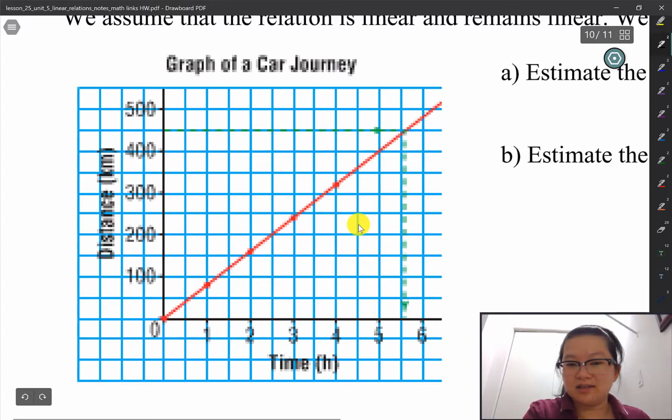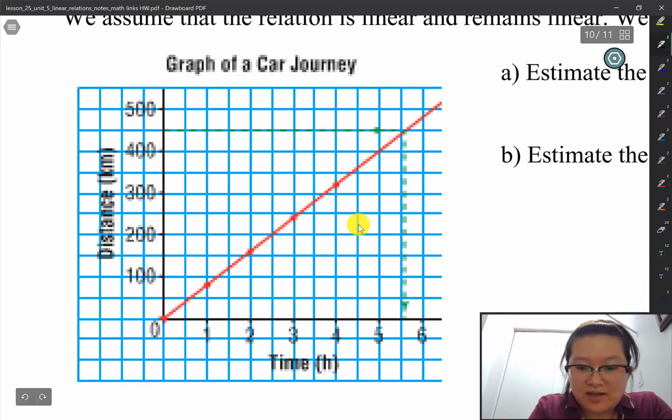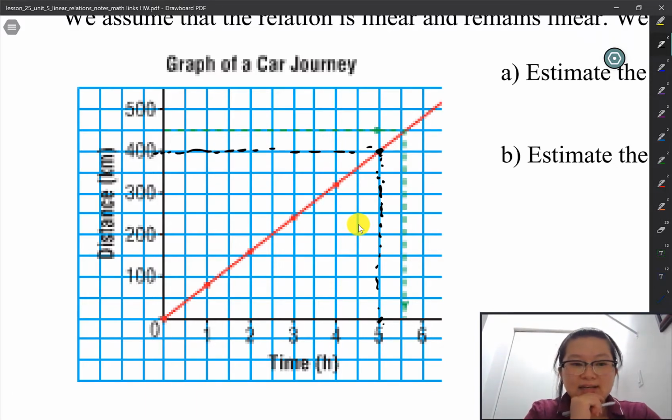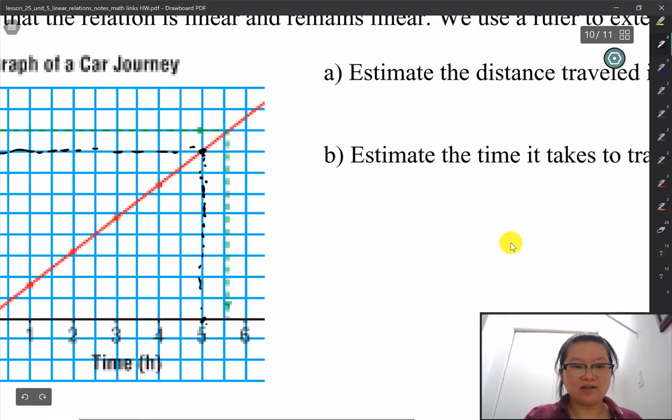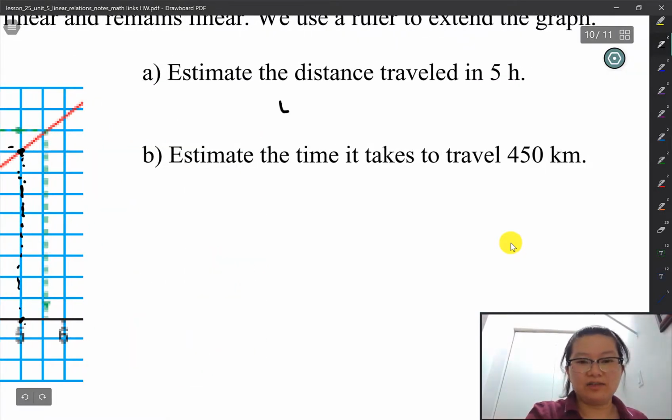So let's try that. After 5 hours, right here, let's see how far the car might travel. So we go up on our x-axis, and then bam, it hits there, which is, if we go over to the y-axis, 400 kilometers. So notice by extending the line, we can predict what happens later on in the line that we've drawn. After 5 hours, the distance traveled is roughly 400 kilometers.